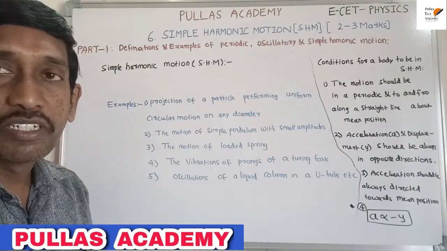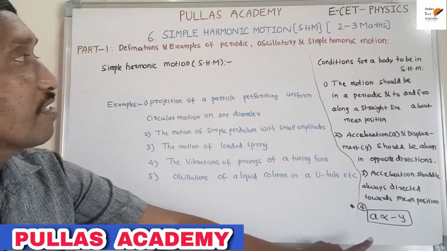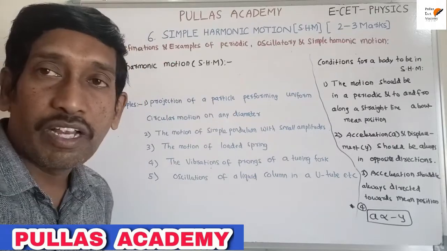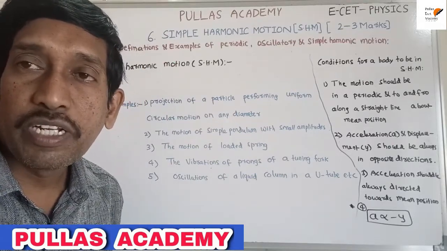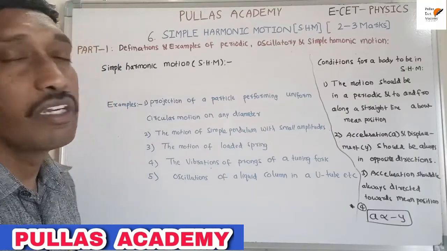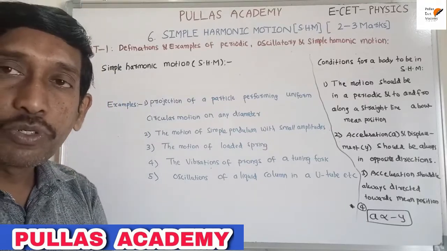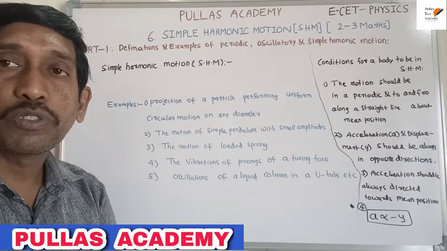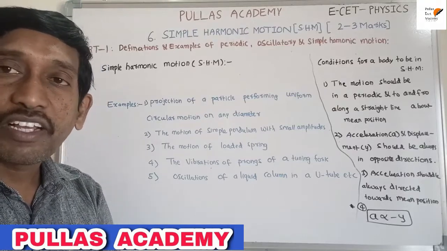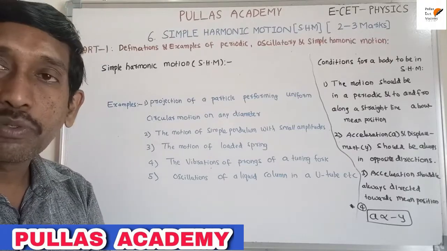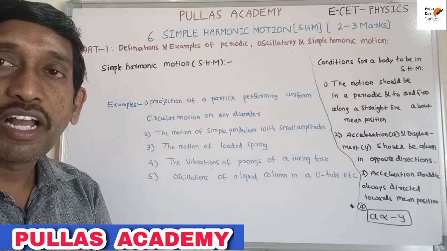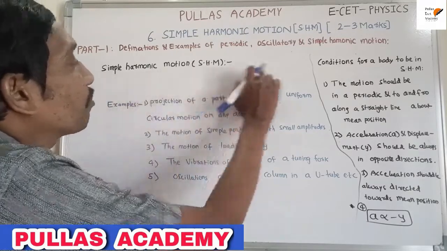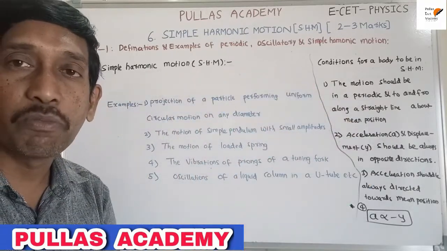If any object follows all these conditions, that motion is said to be simple harmonic motion. That means if a body is in simple harmonic motion, the motion should be periodic and repeat to and fro along a straight line about the mean position, such that its acceleration is directly proportional to the displacement, opposite in direction, and always directed towards the mean position. This is called simple harmonic motion. In this way we define simple harmonic motion.